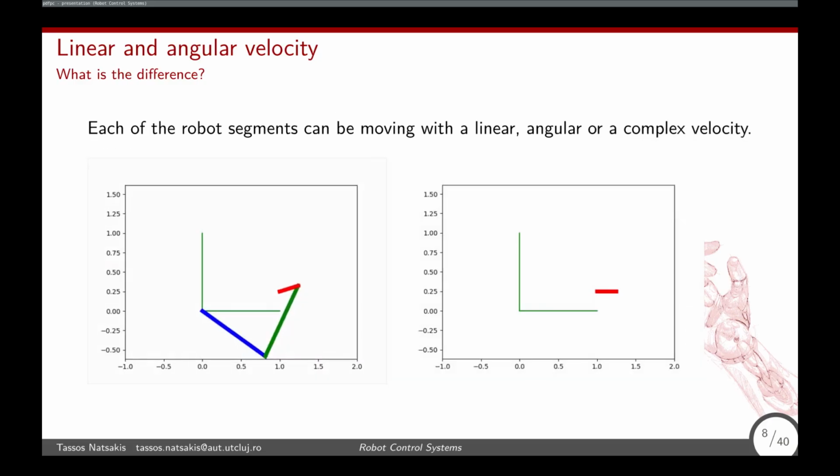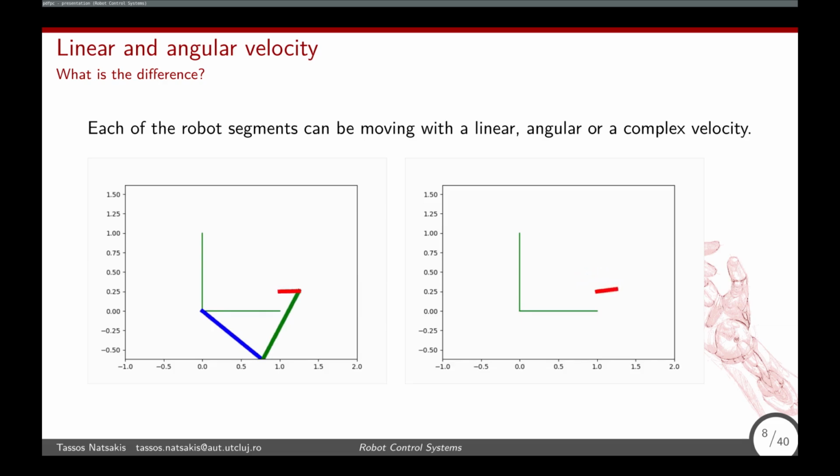Or I might have just a rotation. Right? So again, I have now 3 links here, and the end effector, basically the tip of the last link, the red line, does not change position, so it has no linear velocity, doesn't translate, but it just rotates. Right? So this is the kind of velocities that we're talking about.